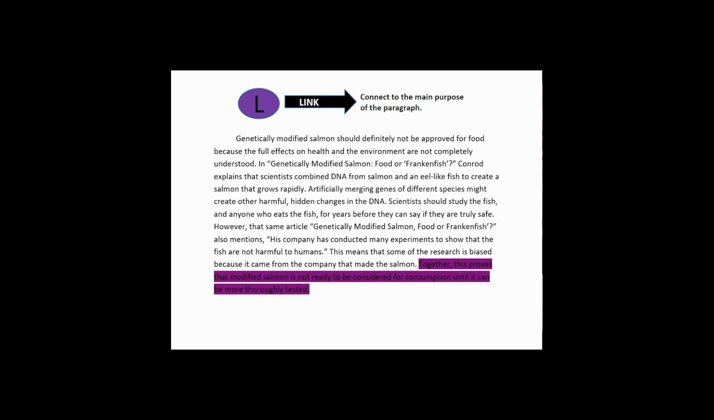We've got: together, this proves that modified salmon is not ready to be considered for consumption until it can be more thoroughly tested. So I bring that evidence in, I revisit the topic. I don't say it again in the same words. I don't want to be repetitive, but I bring it all back together to the topic. That's it. So now it's your turn.